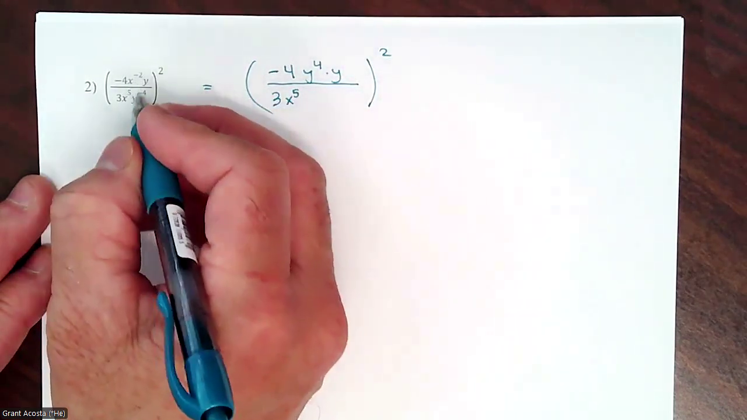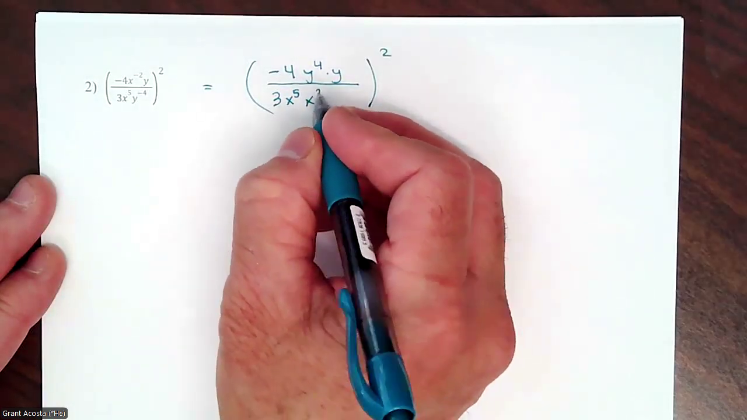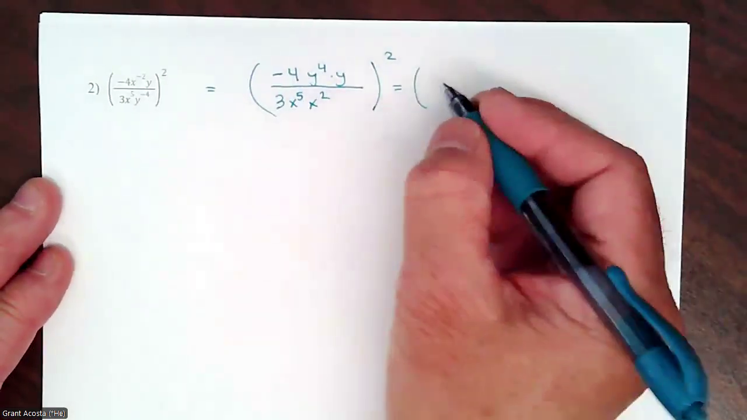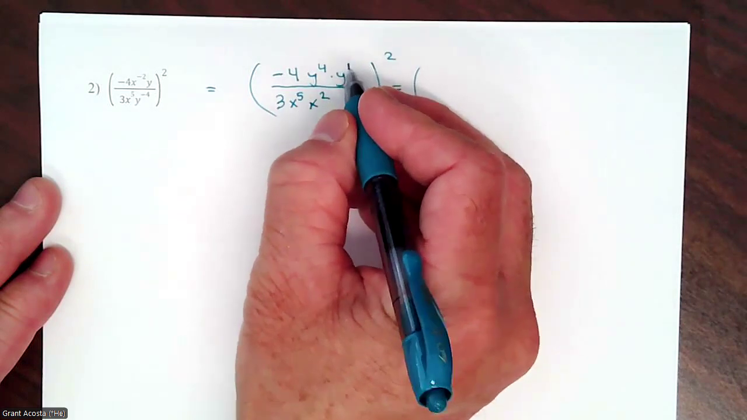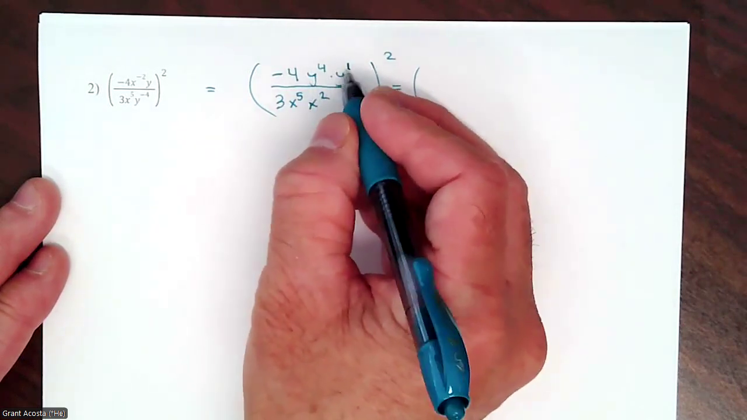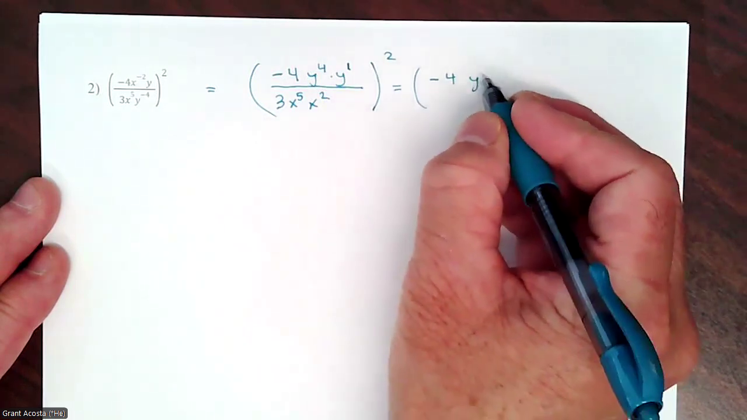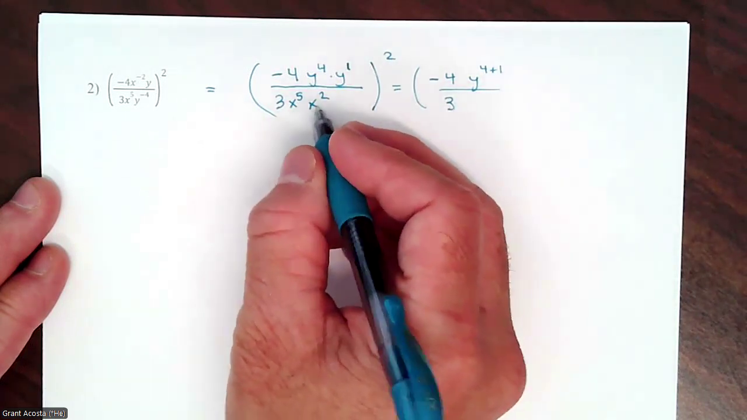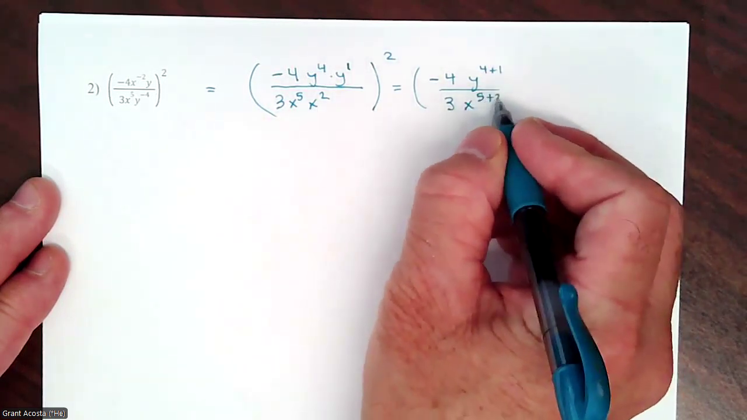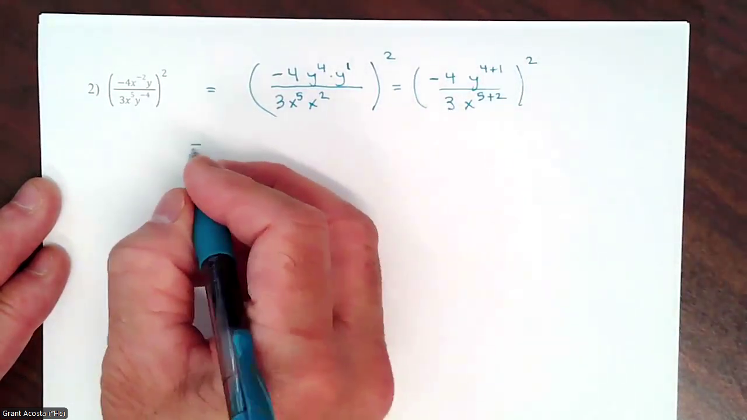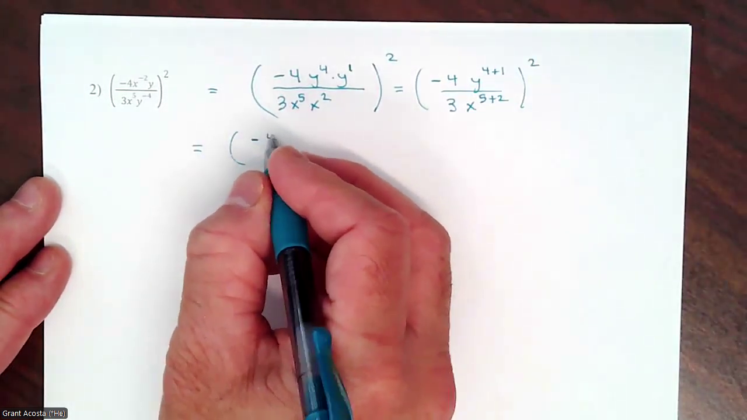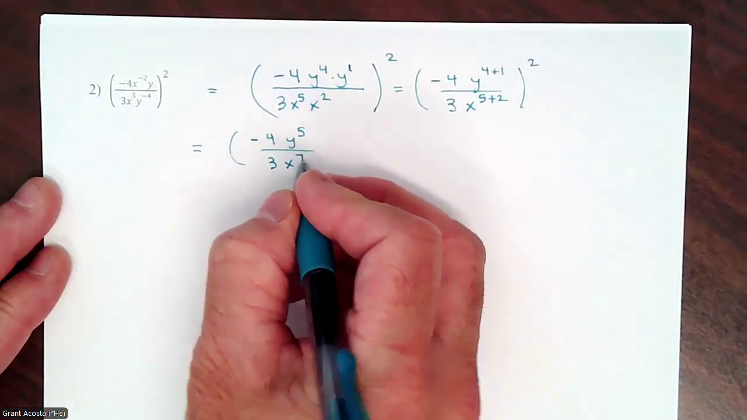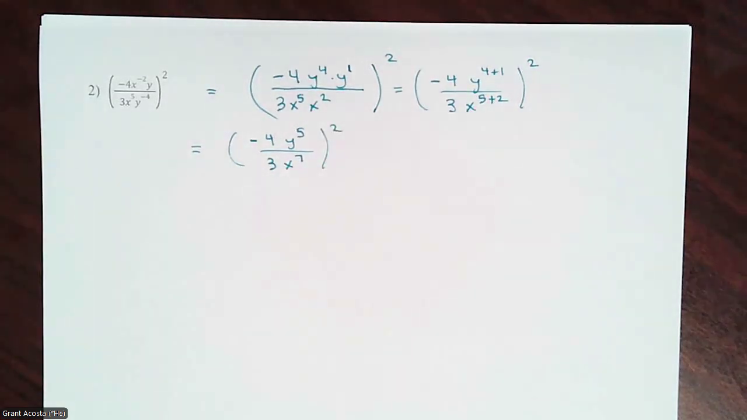3x to the fifth, this x to the negative 2 is coming down, so that'll become x to the positive 2. And then I could simplify using my product property: y to the fourth times y, which is really y to the first, is y to the 4 plus 1. In the denominator, x to the fifth times x squared is x to the 5 plus 2. I'm going to be squaring that. So this would be the same as negative 4 y to the fifth over 3x to the seventh, all of that squared.